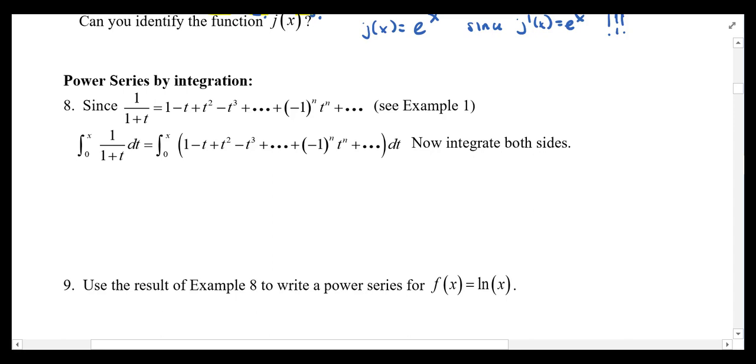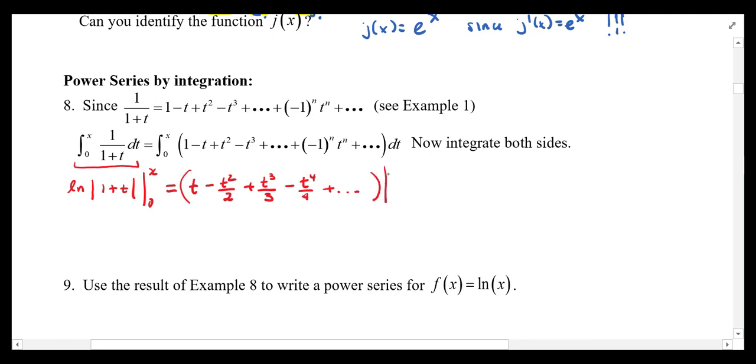Now, if I were to do this, looking at the left-hand side, this antiderivative gives me the natural log of the absolute value of 1 plus t. And you're going to have to evaluate this from 0 to x. Now, if I do the right-hand side, interestingly enough, the antiderivative of 1 is t. The antiderivative of minus t is negative t squared over 2. The antiderivative of t squared is t cubed over 3, and so on. And yes, I'm going to ask you to evaluate this from 0 to x.